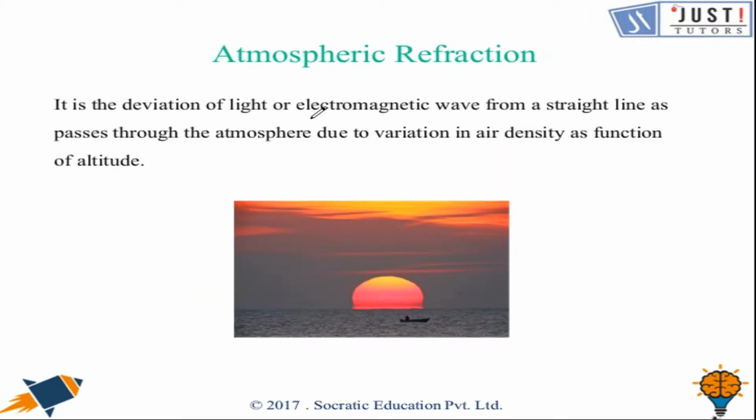Now, atmospheric refraction. It is the deviation of light or an electromagnetic wave from a straight line as it passes through the atmosphere due to variation in air density as a function of altitude. This refraction is due to the velocity of light through air decreasing with increased density. For example, advanced sunrise, delayed sunset, and twinkling of stars.